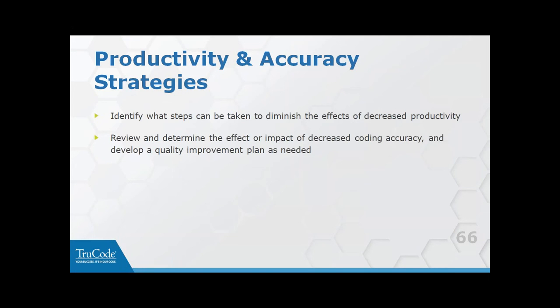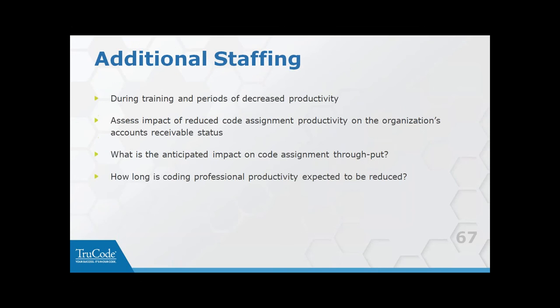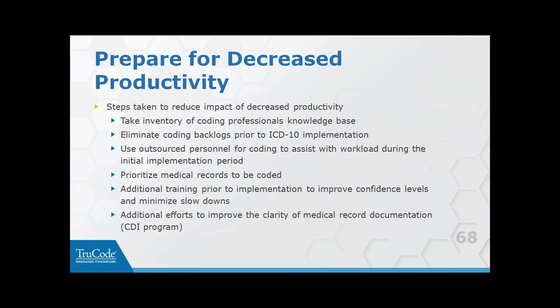Okay. So, productivity and accuracy strategies as we're finishing up today. Again, identify what steps can be taken to diminish the effects of decreased productivity, review and determine the impact of decreased coding accuracy, and develop a quality improvement plan as needed to get us going with that. All right, so here's some things. A lot of this we've talked about already today, preparing for the decreased productivity. That's probably one of our biggest areas and unknown areas that we have with ICD-10.